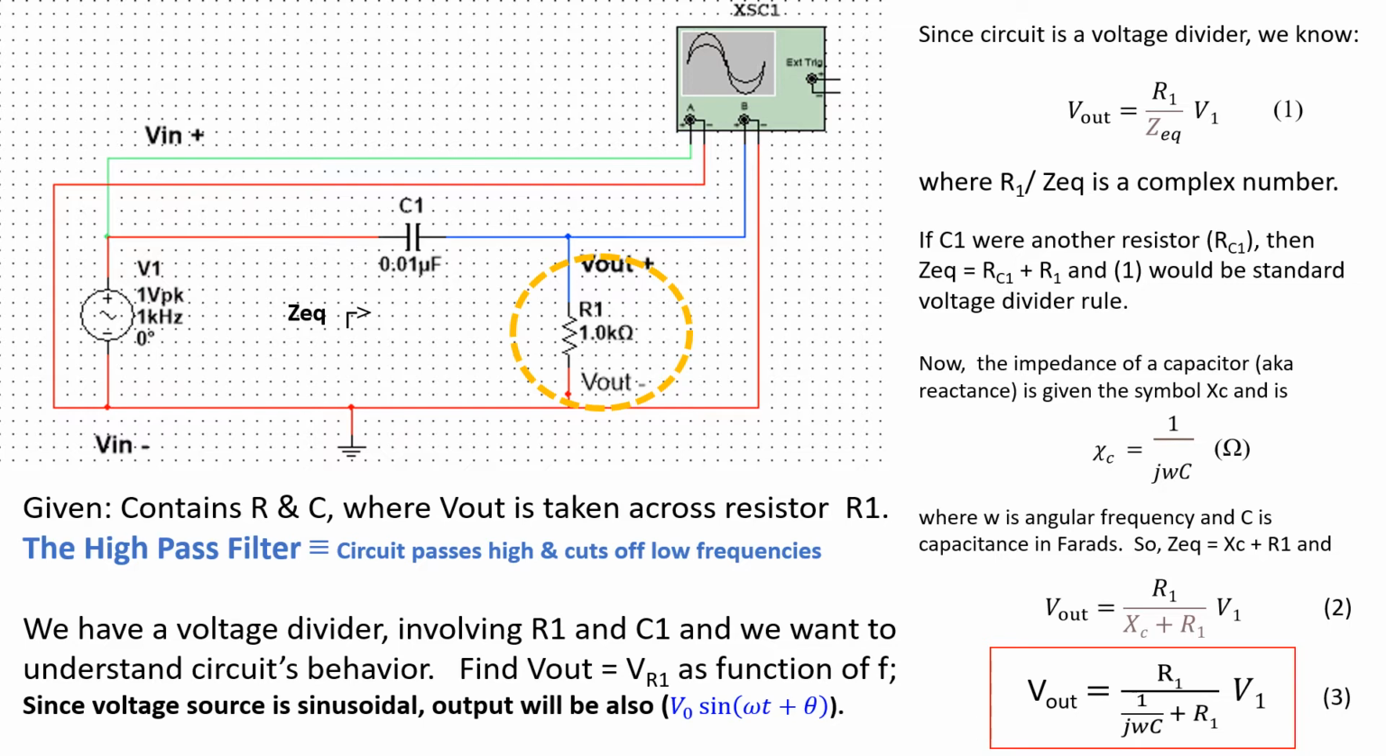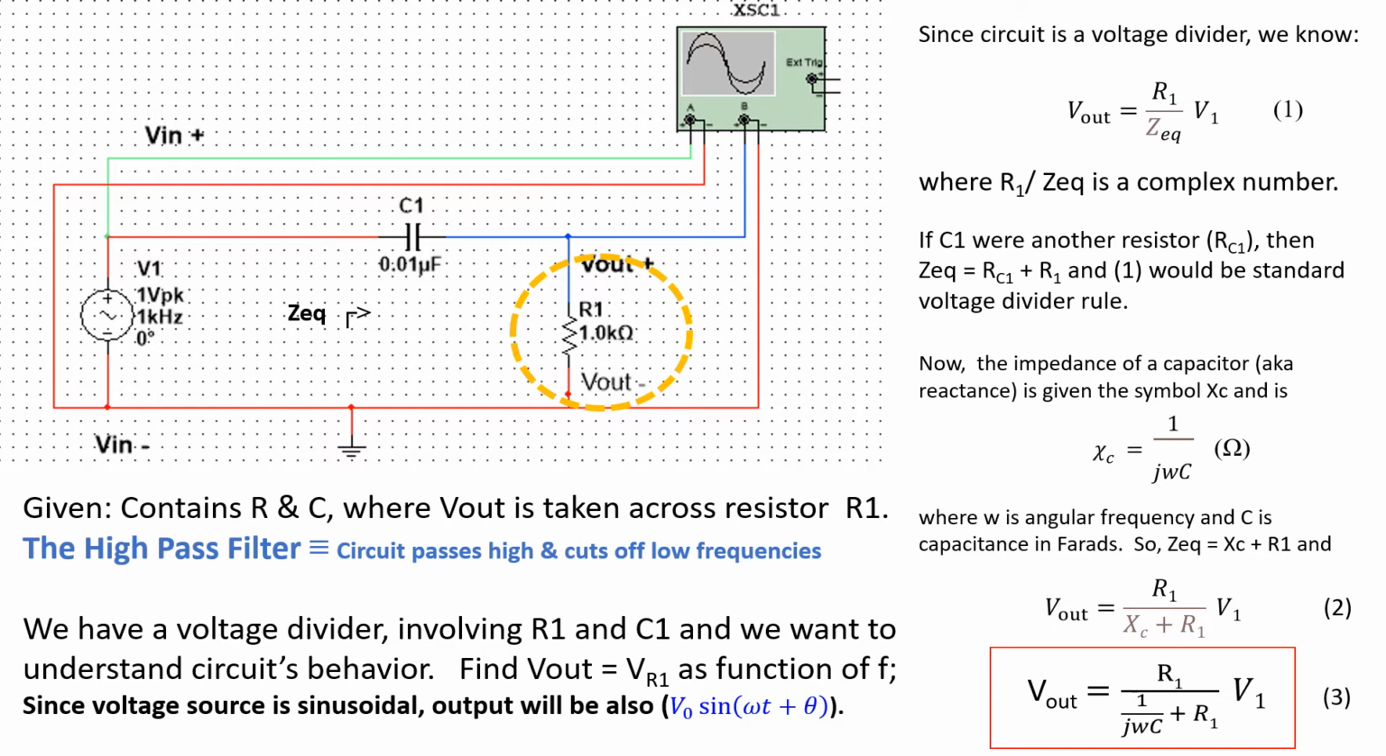Now, when looking at this circuit, one should immediately think voltage divider. It is the first circuit one learns in a circuit theory course, and it is an extremely useful circuit when analyzing more advanced designs. Using our voltage divider rule, we know that the voltage across the resistor R1 is R1 over some equivalent impedance term times the value of the input or source voltage, which is given here as V1.